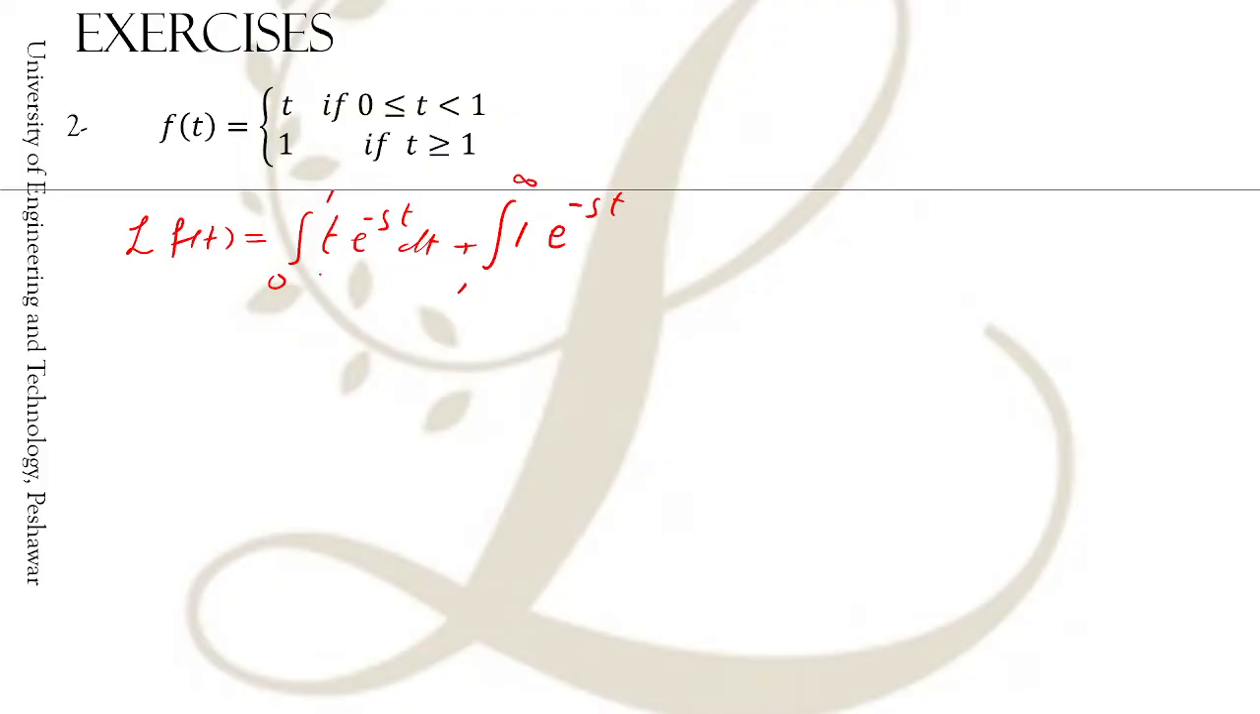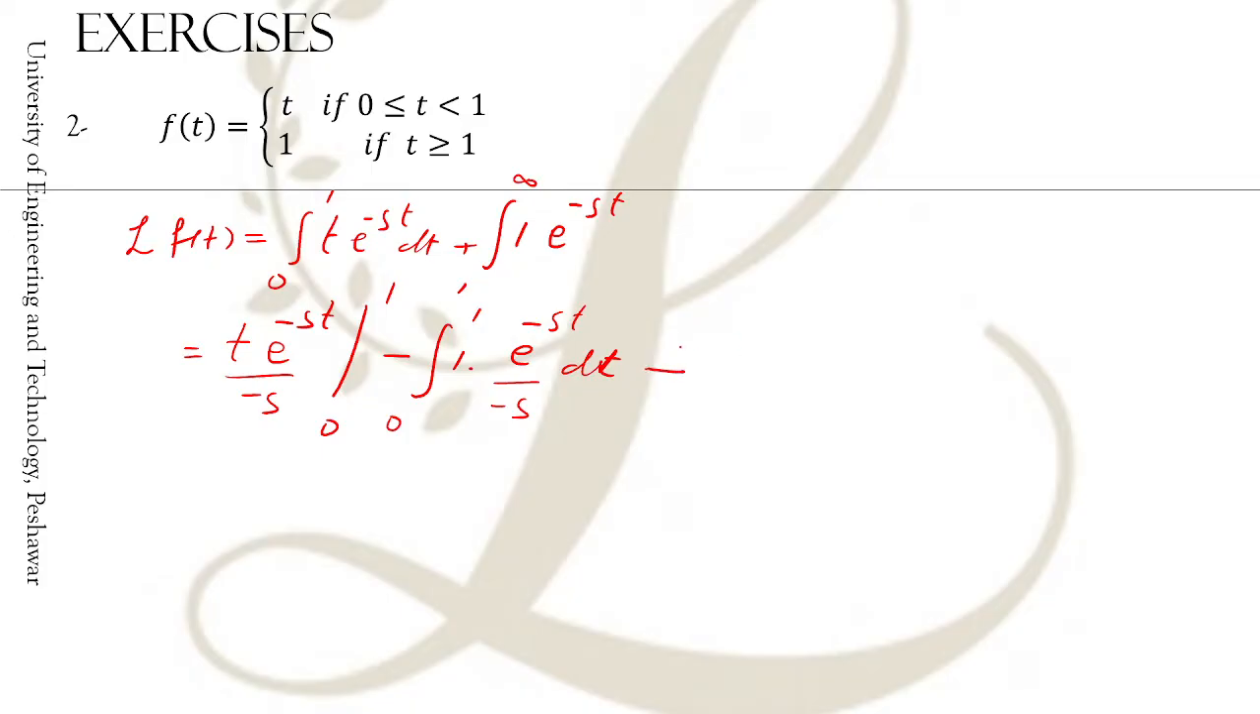Now this can be integrated by using integration by parts, so I'll just keep that t fixed. E power minus st divided by minus s, limits from 0 to 1, minus the integral from 0 to 1, where the derivative of t is 1, whereas the integral of this is e power minus st divided by minus s dt. Minus this one is what? E power minus st divided by minus s, which I have taken the minus outside here. And this is from where to where? From 1 to infinity.